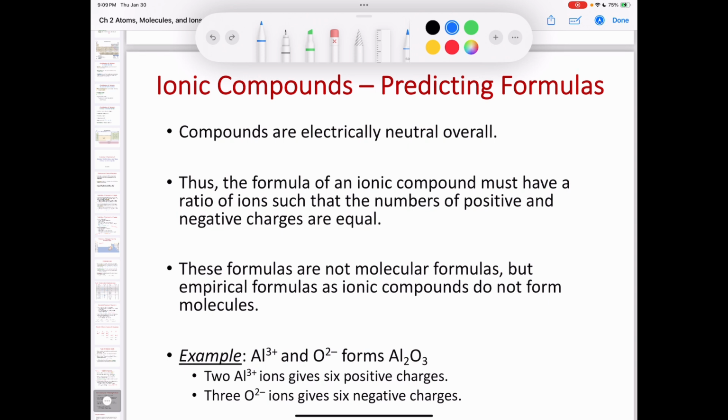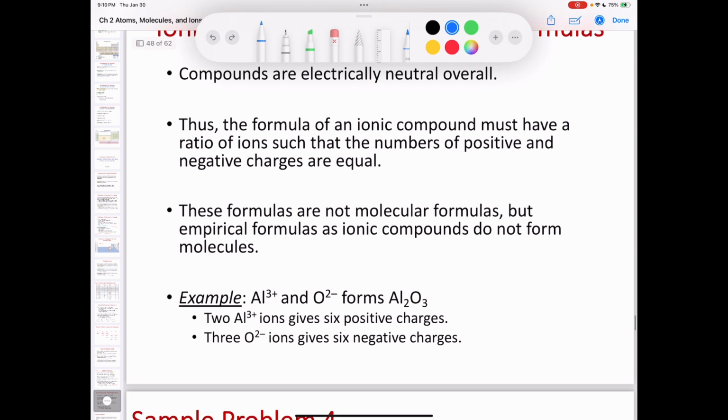Because compounds are going to be electrically neutral overall. If you think about table salt, I'm sure you've all had some today. You didn't get a shock from it, so it tells you it's neutral. And so the formula of an ionic compound must have a ratio of ions such that you have an equal amount of positive and negative charges, right? They have to cancel each other out.